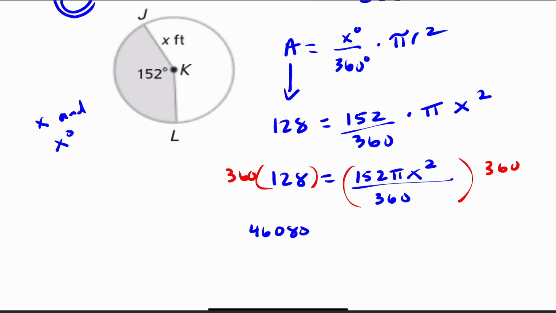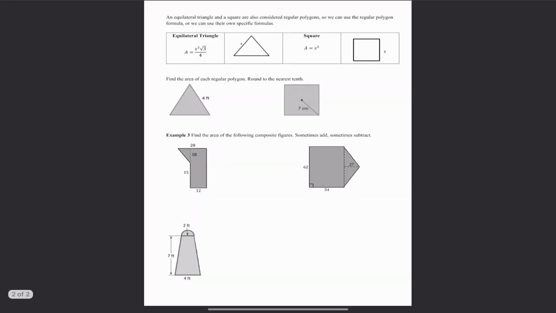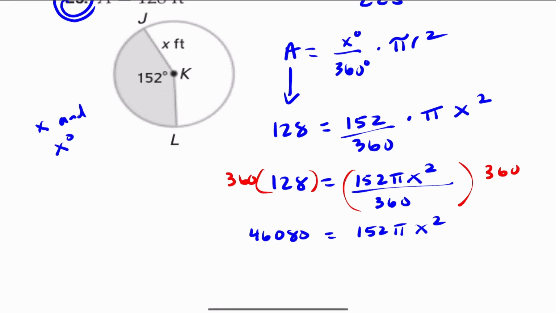46,080 equals 152 pi x squared. Okay, so how do I get x squared by itself? I got to divide both sides by 152 pi.